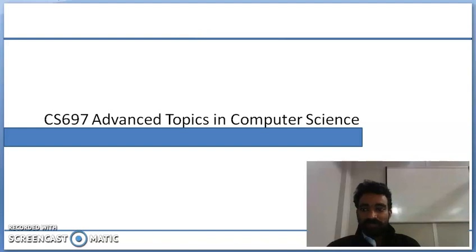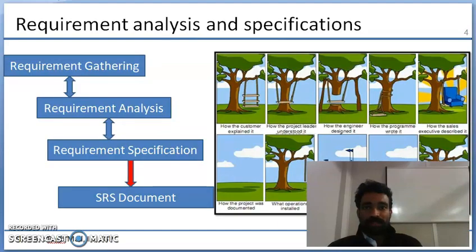Let's start with the requirement analysis phase, wherein there are four phases: requirements gathering, requirement analysis, and requirement specifications, and all these specifications are turned into a software requirement specification document. This is required to minimize the gap between the customer's requirement and the delivered product.